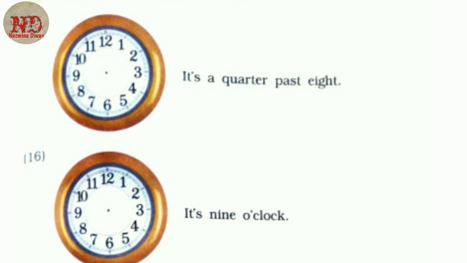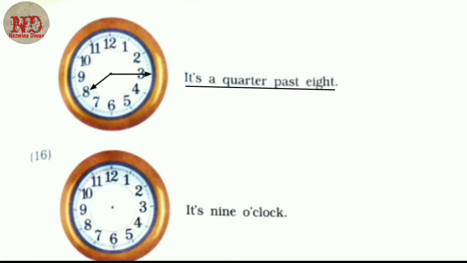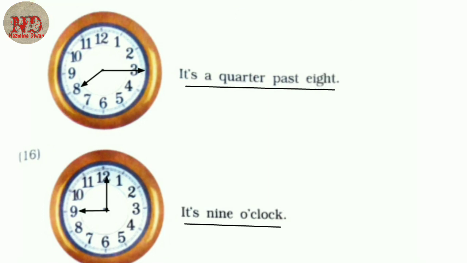Now let's see the next clock. What time is it? It's a quarter past 8. So quarter past means 3. So we have to draw a long hand on 3 and a short hand on 8. It is also called 8:15. Now in the last clock, what time is it? It's 9 o'clock. So we have to draw a short hand on 9 and a long hand on 12.